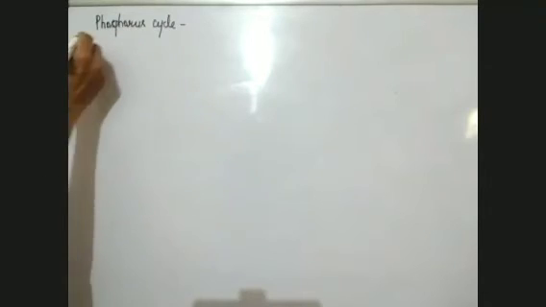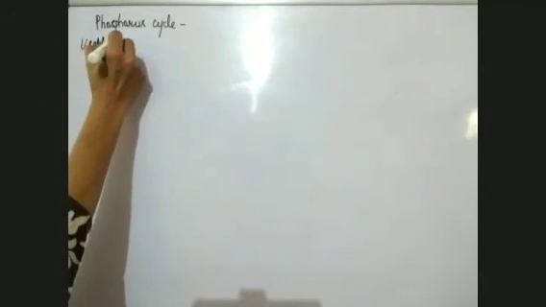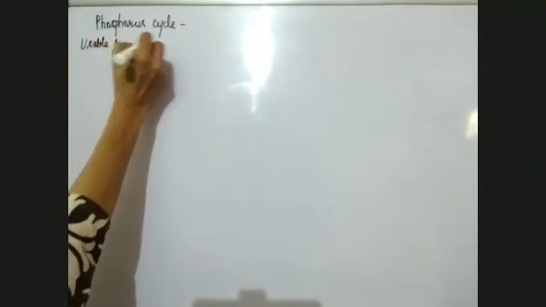The phosphorus is present in nature. And what is the usable form of phosphorus? That means the form of phosphorus which can be used by the organism, that is the usable form. The usable form of phosphorus is phosphate.